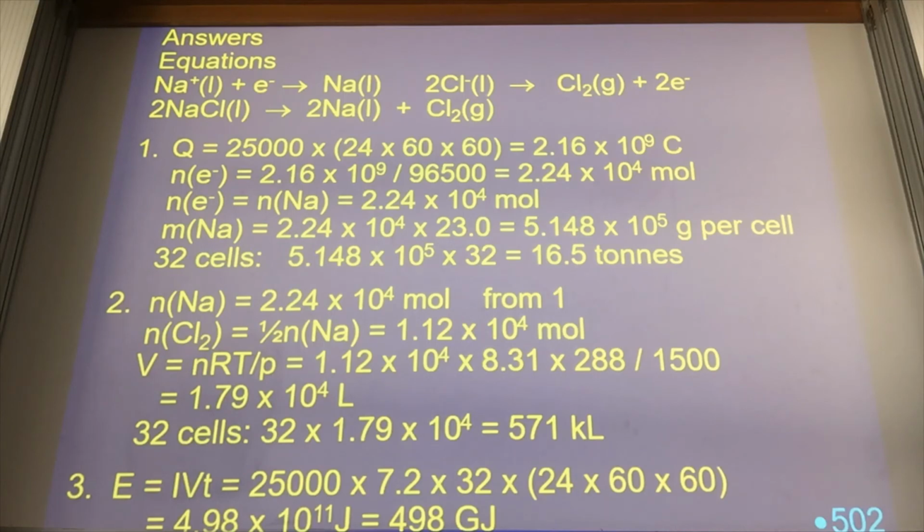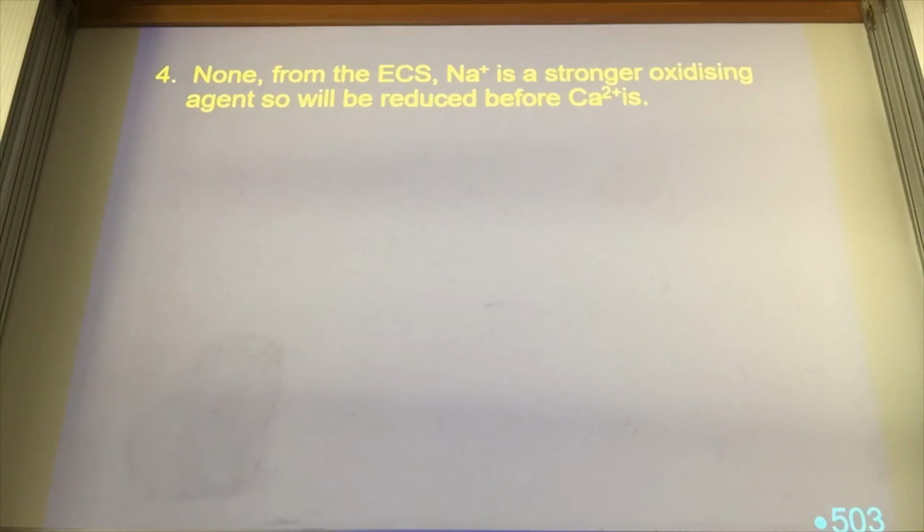Now question 4 is a trick question. Why do we put calcium in the electrolyte? We put calcium in there simply to drop the melting temperature of the electrolyte. If we've got a mixture of sodium ions and calcium ions, what's going to react first? Well, of course, sodium ions are the stronger oxidizing agent, therefore calcium ions will not be reduced, no calcium metal will be produced. So you need to think before you plough ahead and do all those calculations.